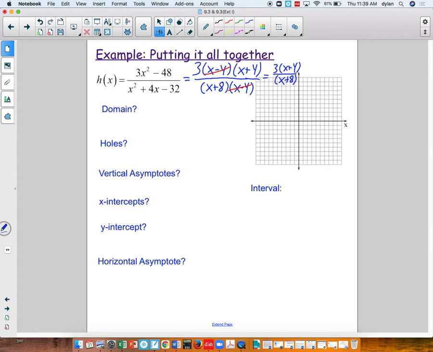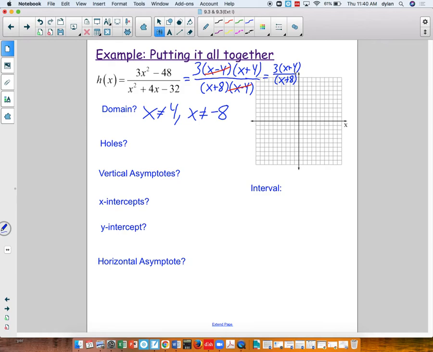So when we think about the domain, it's really important that you don't look at the end after you've canceled things out, but instead you look at either the beginning or the middle factored version. Because in this case, x cannot equal 4, but x can also not equal negative 8, because negative 8 was going to cause a problem in the original rational function. So we do, however, have holes this time.